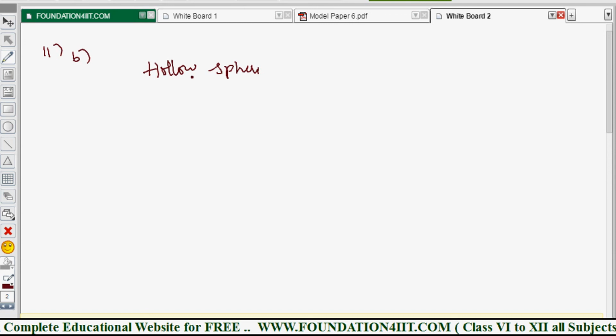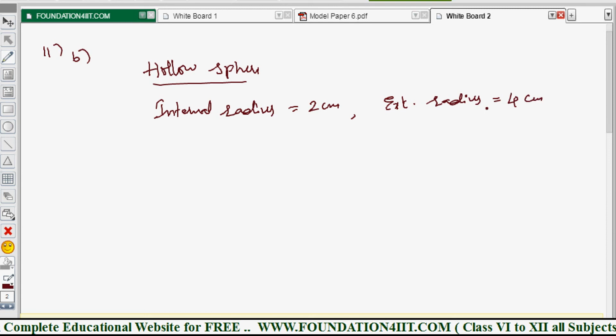For this, the internal radius is 2 centimeters and the external radius is 4 centimeters. So these two are given. Then you can find the volume of the sphere. Volume is equal to 4 by 3 pi, according to the formula, capital R cube minus small r cube. This is the volume of a hollow sphere.